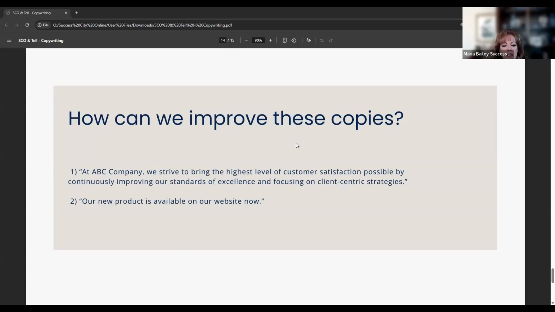The second one, our new product is available on our website now. Let's say we just really want to say that, available now on our website. Just clear out the clutter. Buy the product now. You tell the whole story and you did it in 3 words instead of all of these. So think about leading with action, leading with an action word or a very short action phrase.